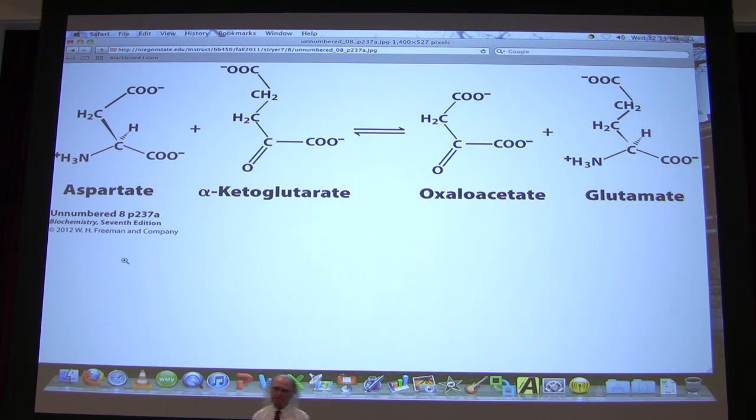Yes, sir? Do these products and reactants generally yield one specific chirality, like in this case? You will always get the same chirality with this. Essentially all the enzymes that work on amino acids are very chiral specific. You will always get the same thing, yes.